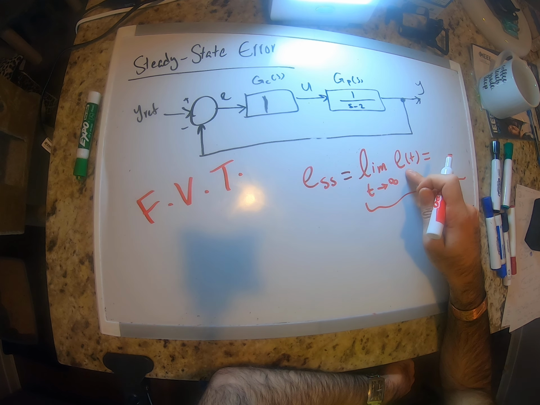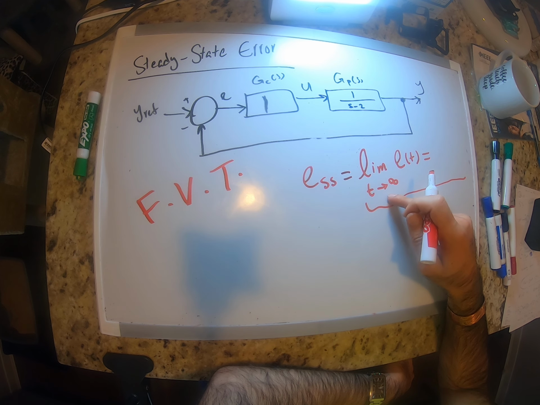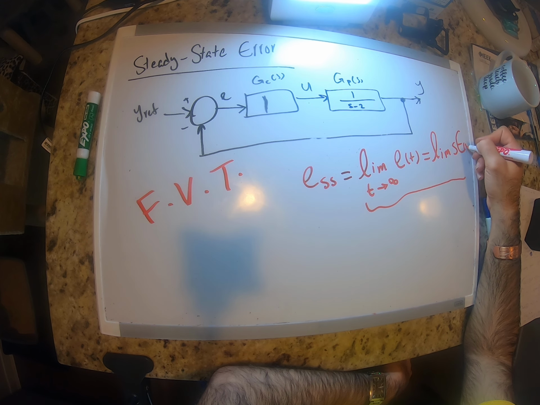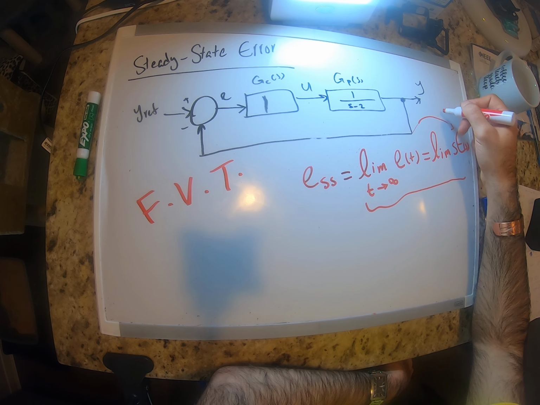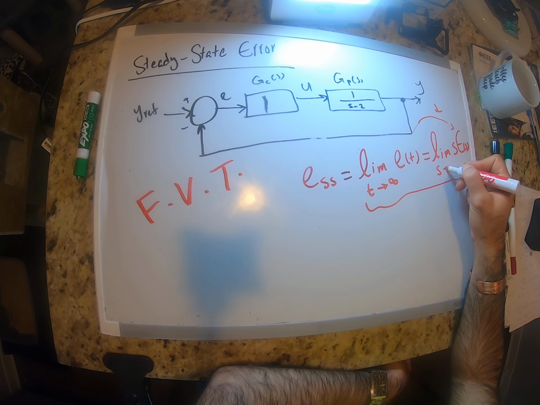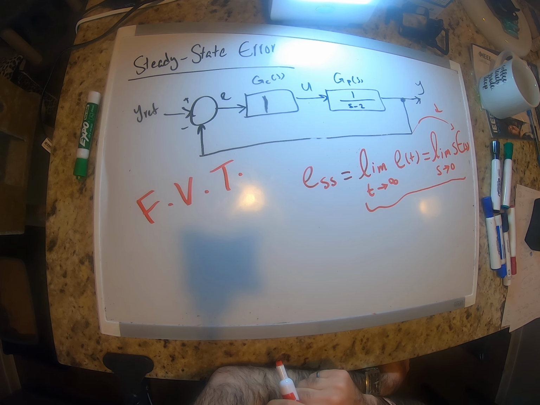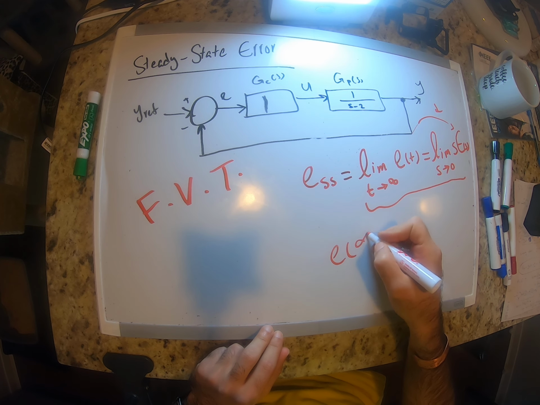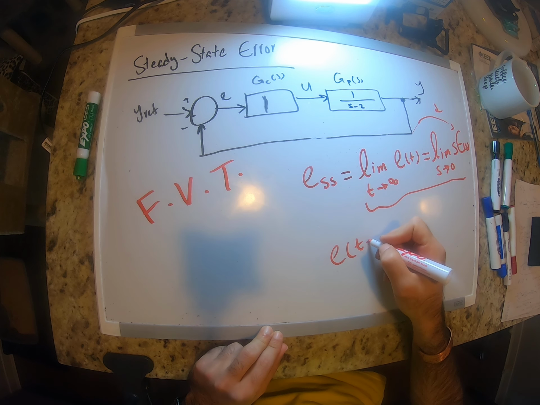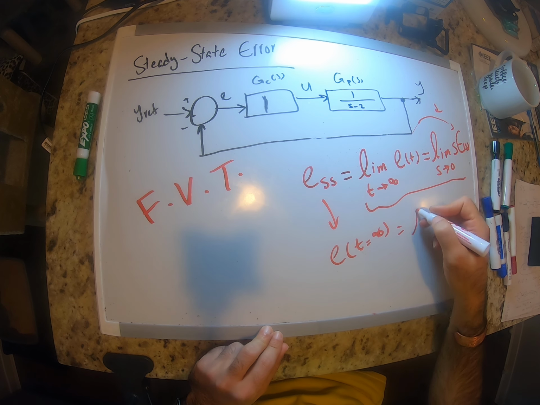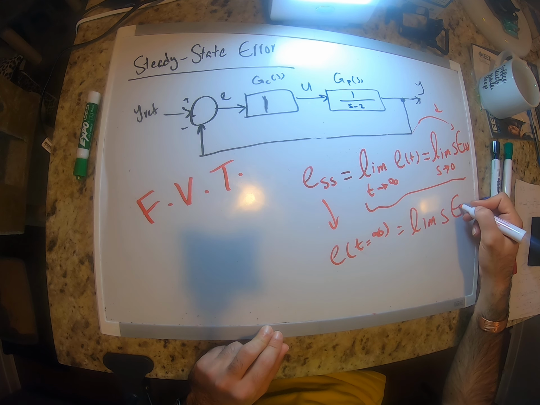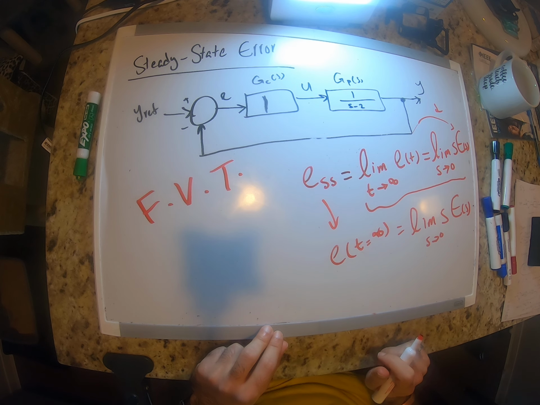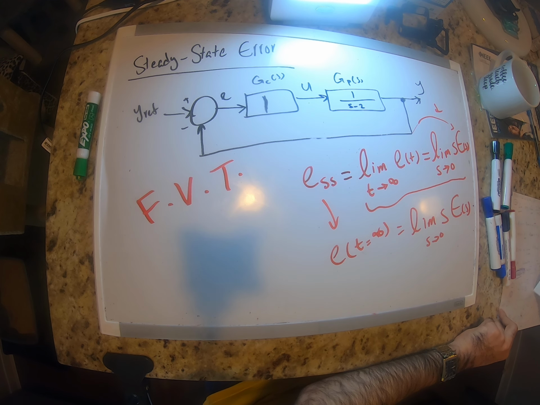It tells us that if you want to find the final value of a bounded function at t equal to infinity, you can do that by taking the Laplace transform of that, multiplied by s, and find its limit as s goes to 0. So it tells us that e at t equal to infinity, which is the steady state error, is equal to the limit of s times E of s as s goes to 0. This is how you can find the steady state error here.